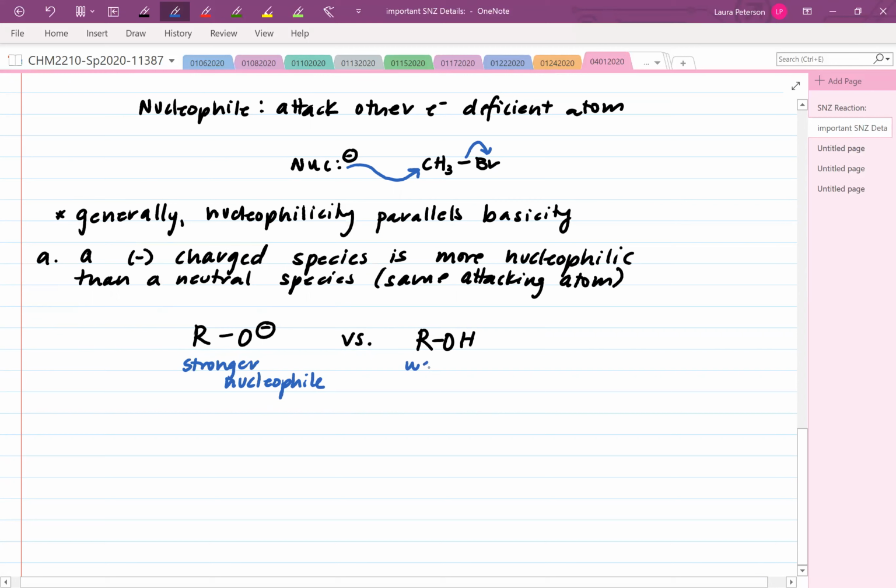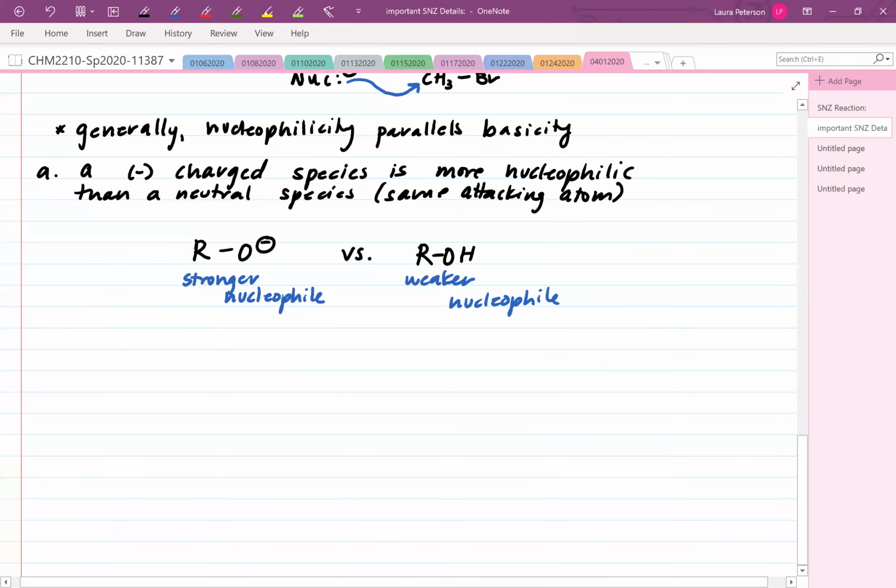And then we have a weaker nucleophile. And that trends with basicity too, right? The negatively charged oxygen anion is a stronger base than the neutral alcohol. That's something we talked about back in chapter 4. So therefore the alkoxide, RO-, would have a faster SN2 rate. So the better the nucleophile, the faster the SN2 rate.